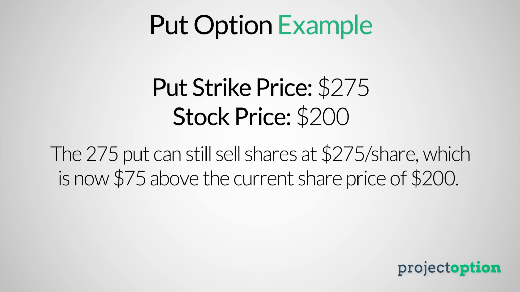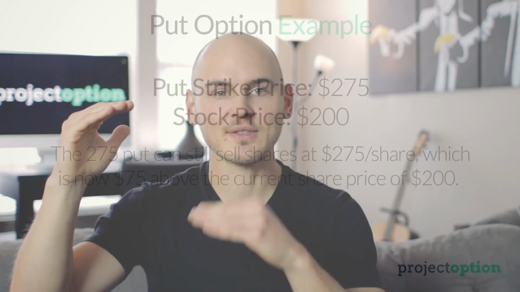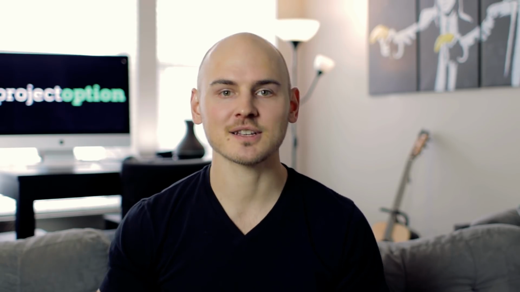So in the first scenario where we had the $275 put and the $250 stock price, that put option is worth at least $25 because being able to sell shares $25 higher than the current stock price has $25 of value. But if the stock price plummets to $200, now that $275 put is even more valuable because the ability to sell shares $75 above the current stock price is more valuable than being able to sell shares $25 above the stock price.